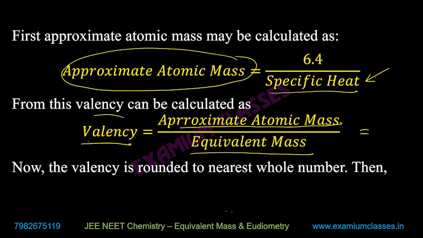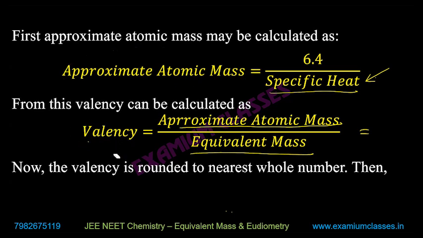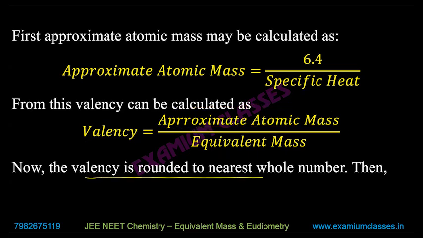But valency cannot be approximate. Valency will always be a whole number, okay, a natural number. So we will divide that approximate atomic mass by equivalent mass. Now the valency is rounded to the nearest whole number. So suppose we get valency as 2.9, we will round it off to 3.